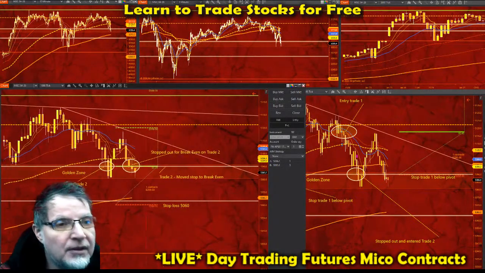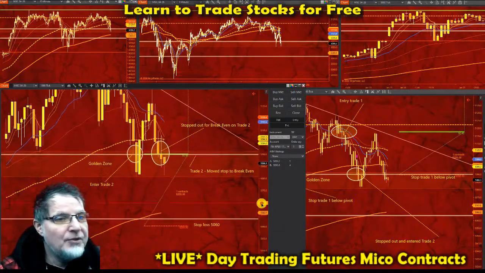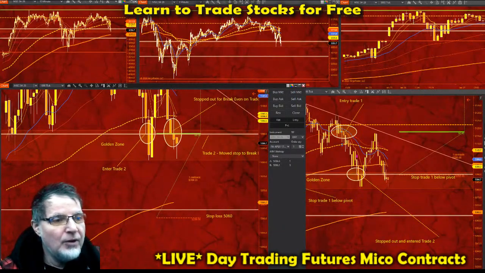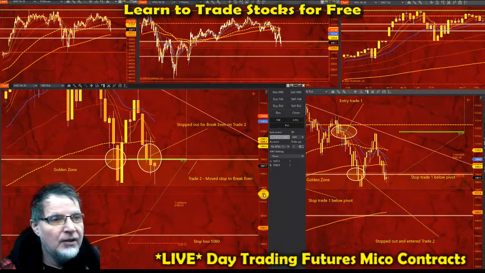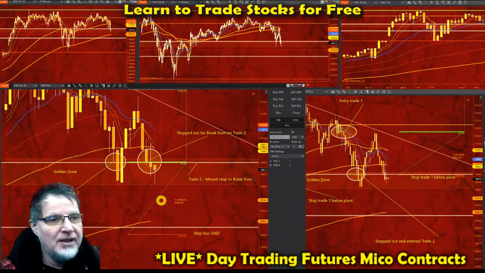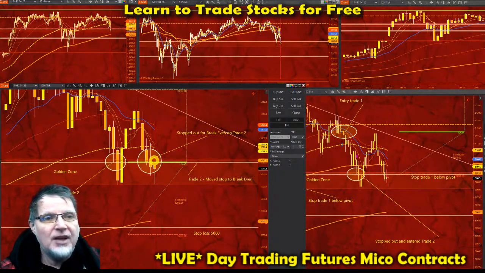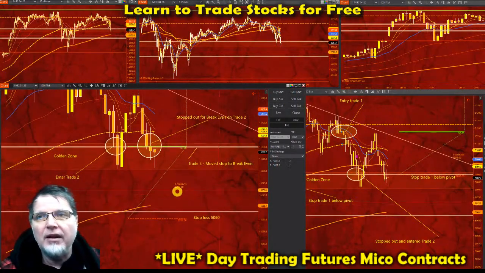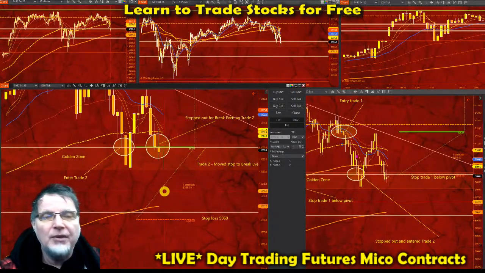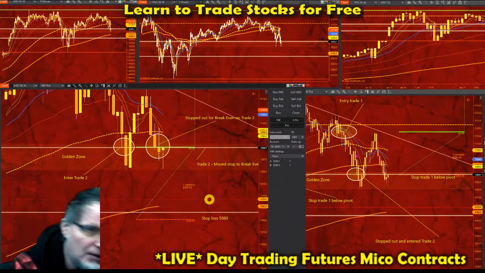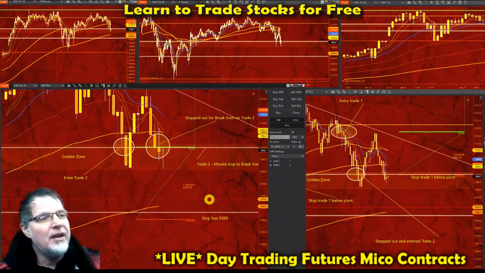Now I got 2 things I'm curious about. If I would have moved my stop under this pivot level, how would I have done? Could I get back in it if it keeps coming down here for a second try on trade 2? Because I did stop out for break even, I haven't lost anything on it. And if it keeps going near this level, it might be worth re-entering at a much, much deeper price to the downside. So that's the only other way I can think about playing this.